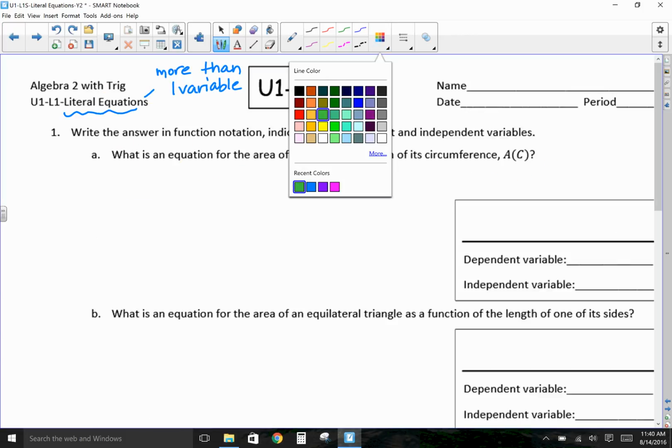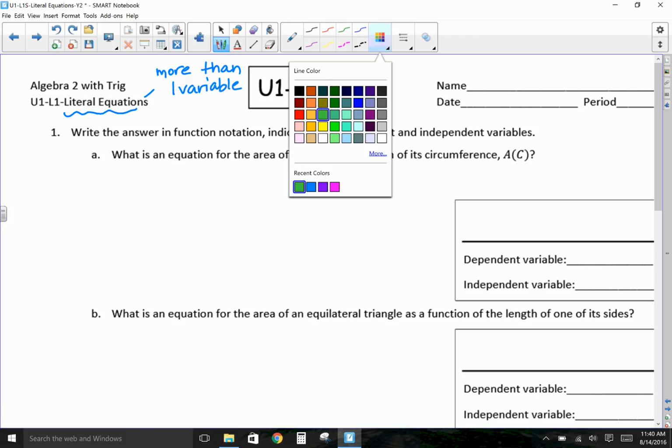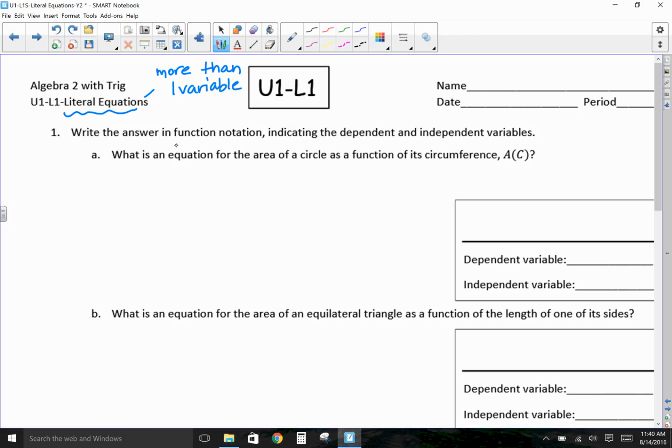Because these are a little more challenging because we have to solve for something, but we don't even have an equation there. So we got to come up with an equation, and that's why I had you do the formulas the night before, so you would all have these formulas handy. But first off, look at these directions, and it says write the answer in, what color did I choose? In the right color. Okay, good. Write your answer in function notation.